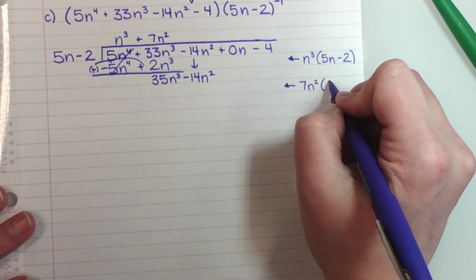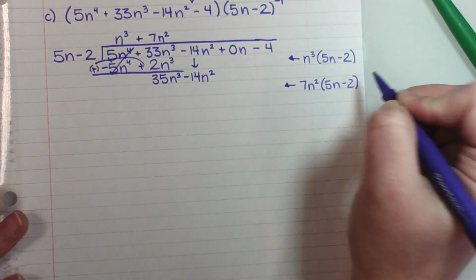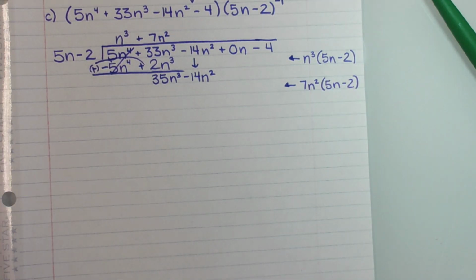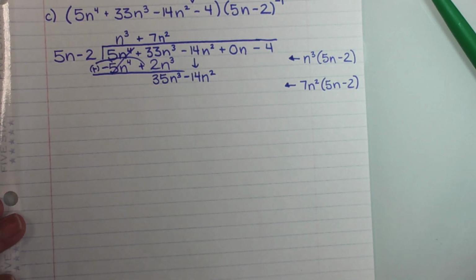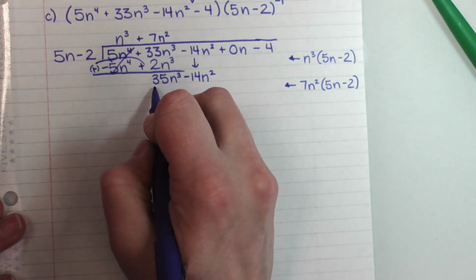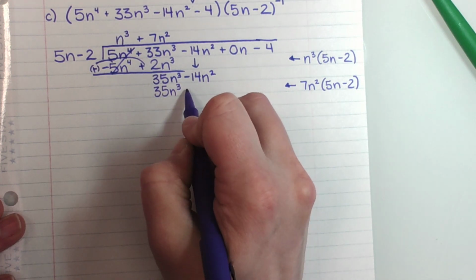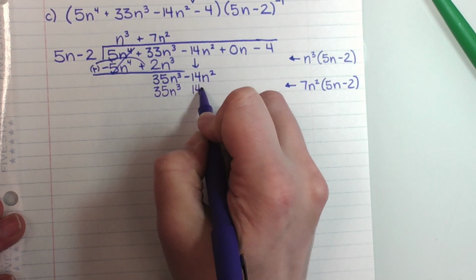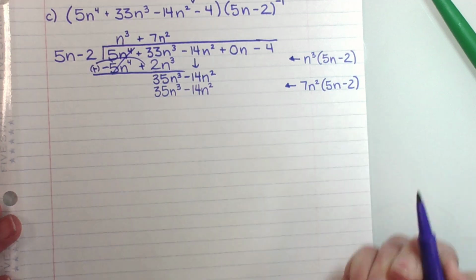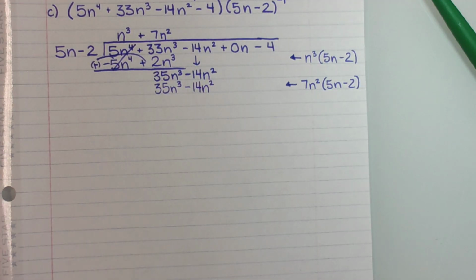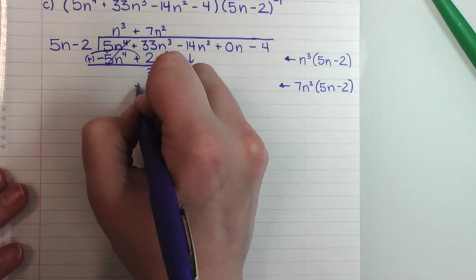7n squared gets multiplied by the 5n minus 2 off to the side. LZ, what do I get? 35n cubed and 14n squared. Positive or negative? Negative. Bryden, what do I get when I subtract those? Nope.